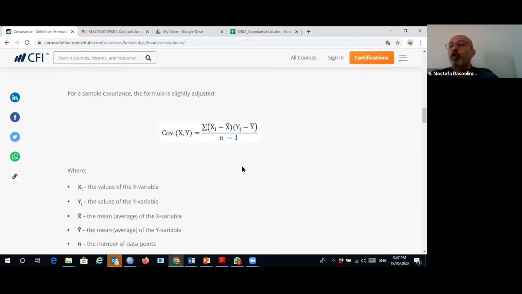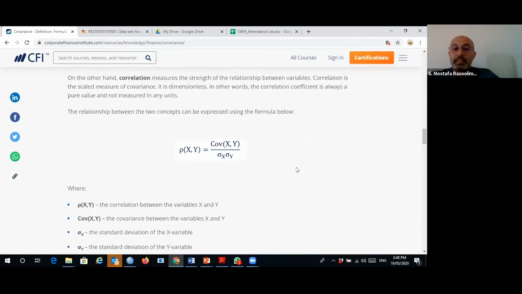But the value of covariance can be anything. It depends on the values of x and y. But if we divide this covariance by the standard deviations of x and y, this will be correlation. So the value of correlation is between -1 and 1, because we divide covariance by the standard deviations of x and y.